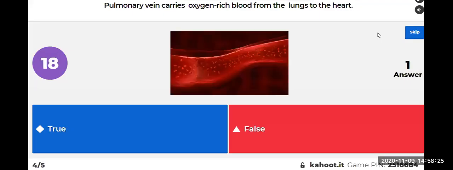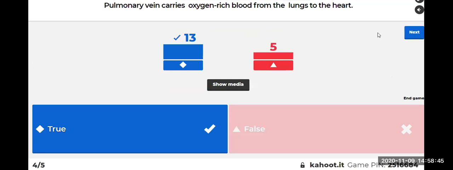Pulmonary veins carry oxygen-rich blood from lungs to heart. True or false? I stressed on this, everyone. It is true, even though it is a vein. Don't get confused by vein, because when you talk about pulmonary, it is opposite. Pulmonary veins carry oxygen-rich blood and pulmonary arteries carry oxygen-deficient blood. I stressed it, right?